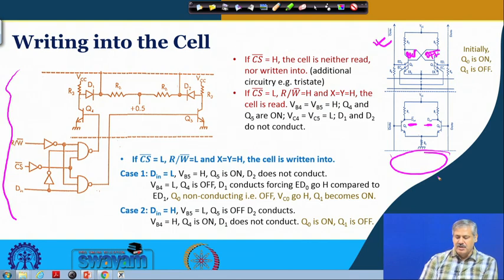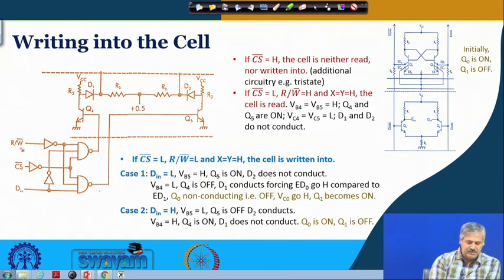Okay. Now, what we have got here? So, we can see that there is this read write logic, control logic is there, chip select is there, and data that we want to write, okay, that is also there. Fine. Now, if chip select is high, then this cell is neither read nor written into. Okay. So, if chip select is high means this is 0, okay, and there are other circuitry also to make this particular thing tri-stated.